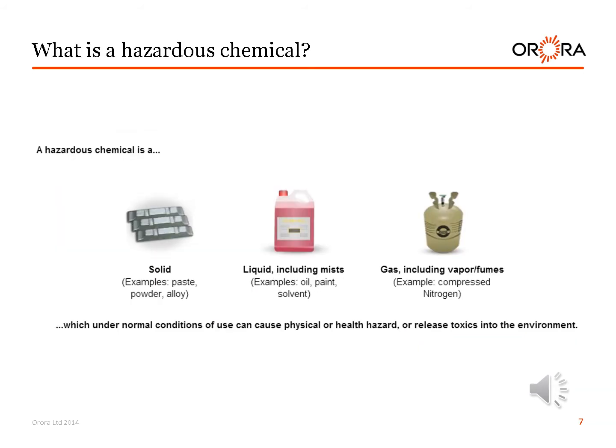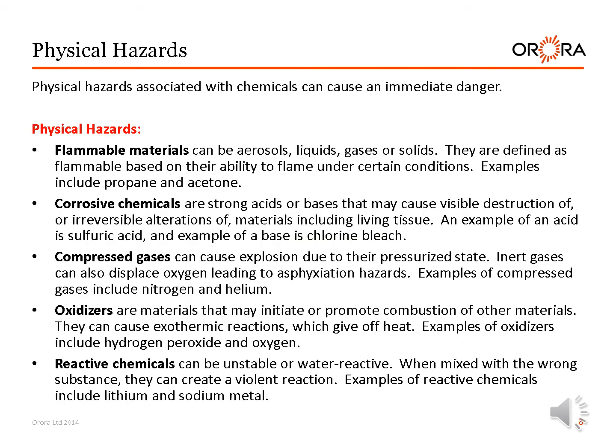What is a hazardous chemical? A hazardous chemical is any solid, liquid, including mist, or gas, including vapor or fumes, which under normal conditions of use can cause physical or health hazard, or release of toxins into the environment. Physical hazards. Physical hazards associated with chemicals can cause an immediate danger.